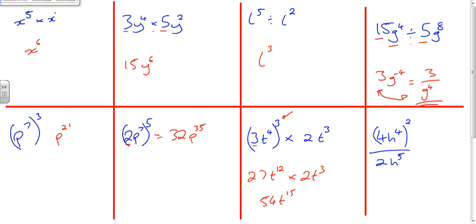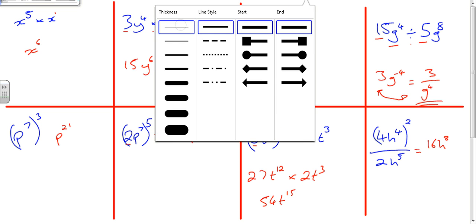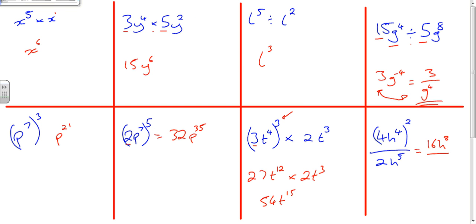And finally, we've got 4h to the power of 4 squared divided by 2h to the power of 5. So 4 squared is going to be 16. H to the power of 4 to the power of 2 is going to be h to the power of 8, because remember with brackets, we multiply the powers. And that's going to be divided by 2h to the power of 5. So 16 divided by 2 equals 8. H to the power of 8 divided by h to the power of 5 is going to be h to the power of 3. So well done if you've got those.